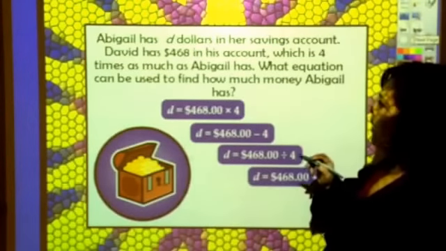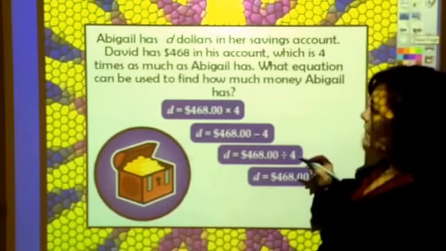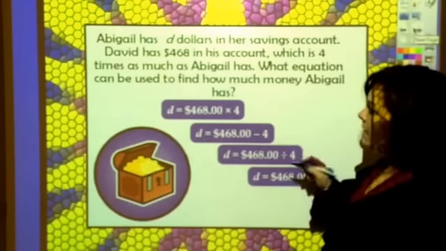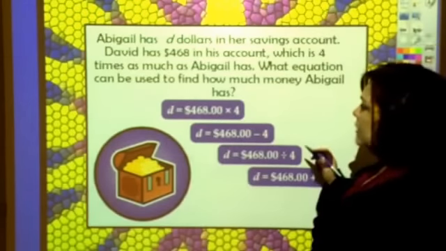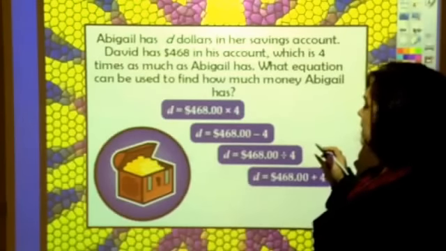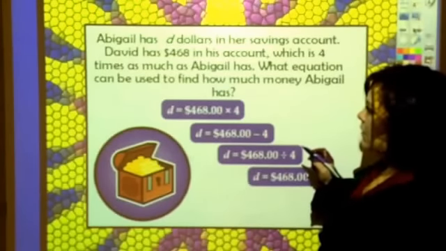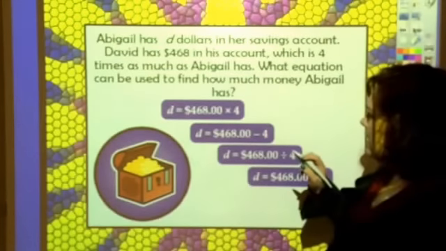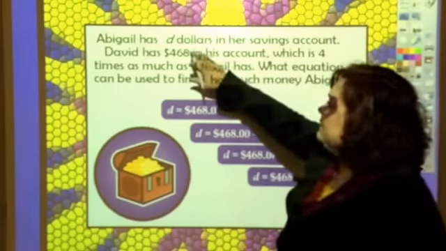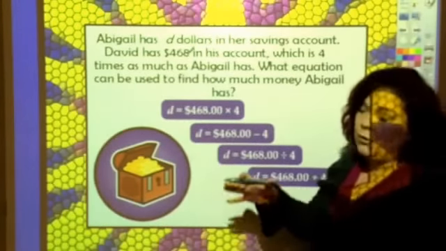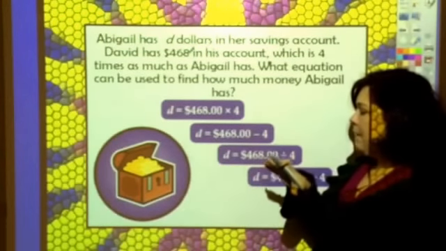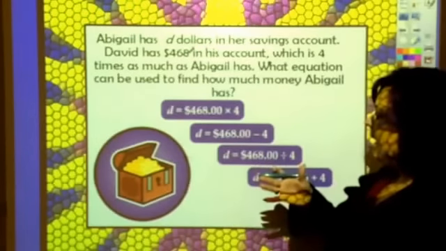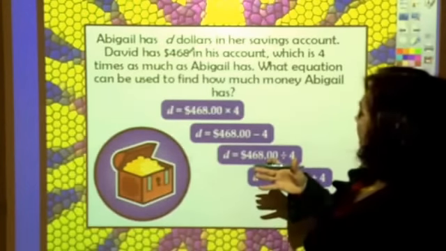Abigail has D dollars in her savings account. David has $468 in his account, which is 4 times as much as Abigail has. Which equation can be used to find how much money Abigail has? So, Abigail, let's see, he has 4 times as much. What's the opposite of 4 times as much? It's divide by 4. So if you divide it by 4, that would tell you how much Abigail has.